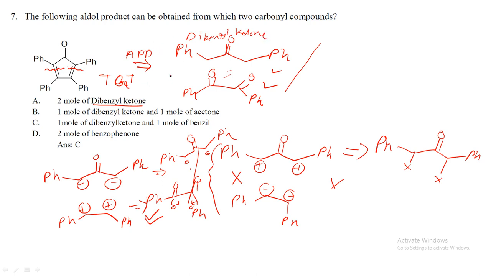So 2 moles we are not generating, 1 mole of tribenzyl ketone, 1 mole of benzene. Here, let's say 1 mole of tribenzyl ketone but 1 mole of acetophenone. So acetophenone, it is not correct. Here you can see this is the right option, 1 mole of tribenzyl ketone and 1 mole of benzene. So it is also not correct, so that's why C should be the right option to make this molecule.